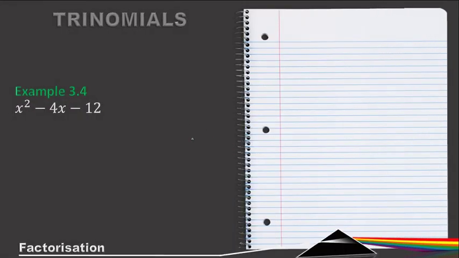Example 3.4. Once again, we have 12. So 1 times 12, 2 times 6, and 3 times 4. Now we need to get negative 4. So in order to get negative 4, I know the difference between 2 and 6 is negative 4.